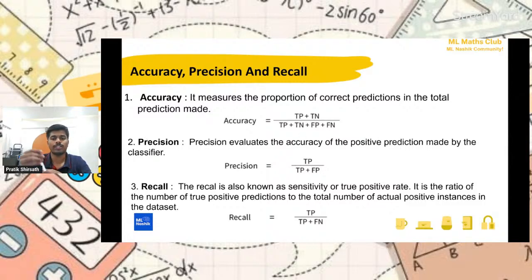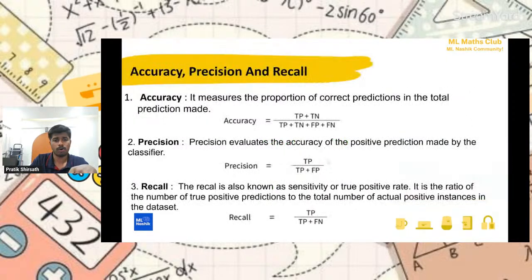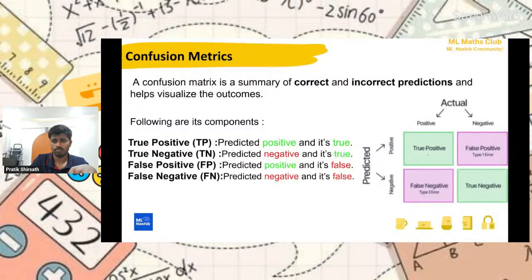Then comes the precision. Precision evaluates the accuracy of the positive predictions made by the classifier. Now it is very important to understand what is precision. People sometimes have a slight confusion about what is precision and what is recall. It is very important, so just focus on what I'm saying. Precision evaluates the accuracy of positive predictions made by the classifier. It is the ratio of TP upon TP plus FP.